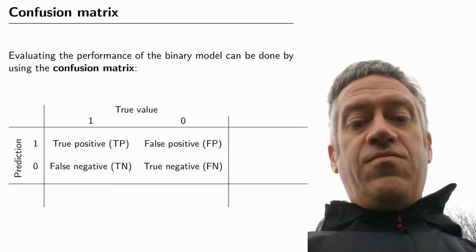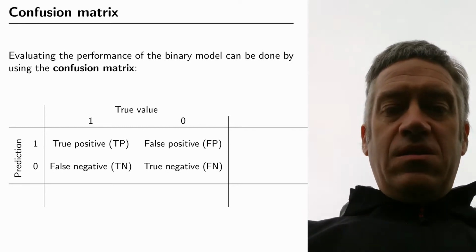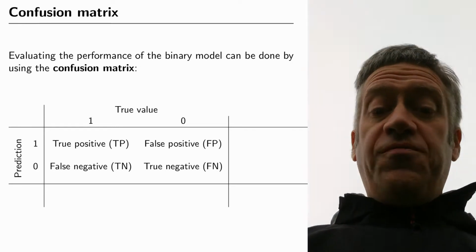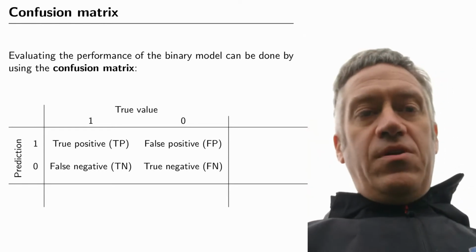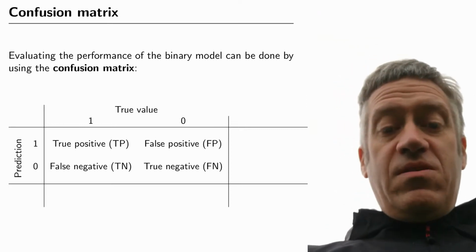So a high proportion of correctly classified ones and zeros means a better predictor. This matrix is called the confusion matrix, and it's very handy to understand how your model is doing. You can simply produce the matrix and compare.